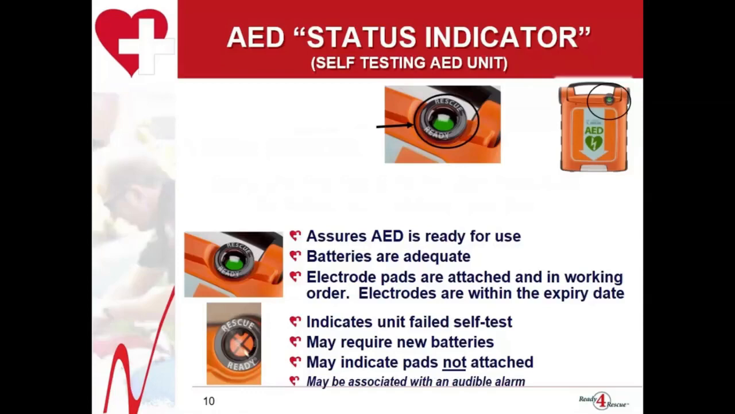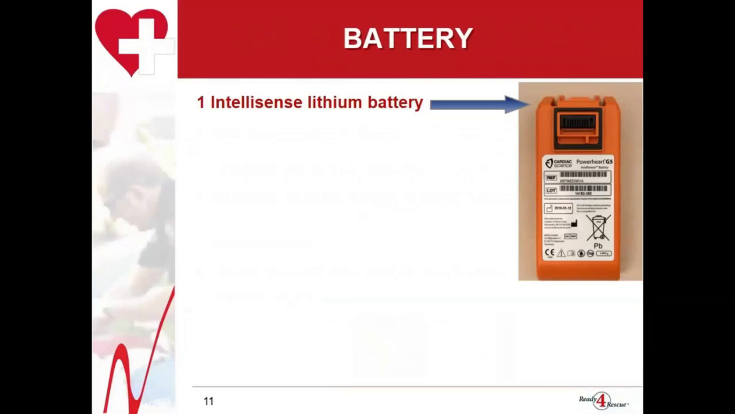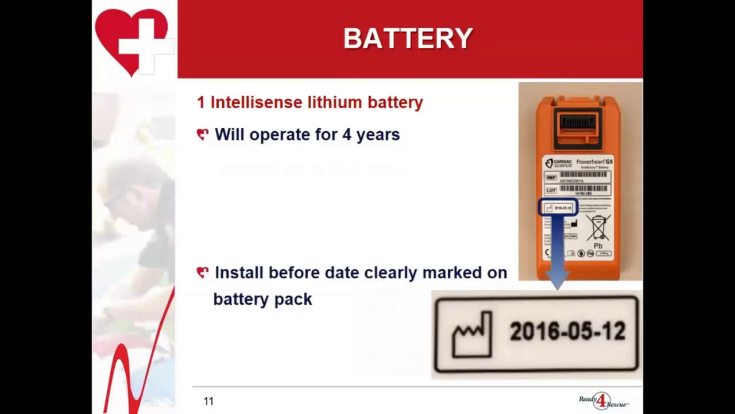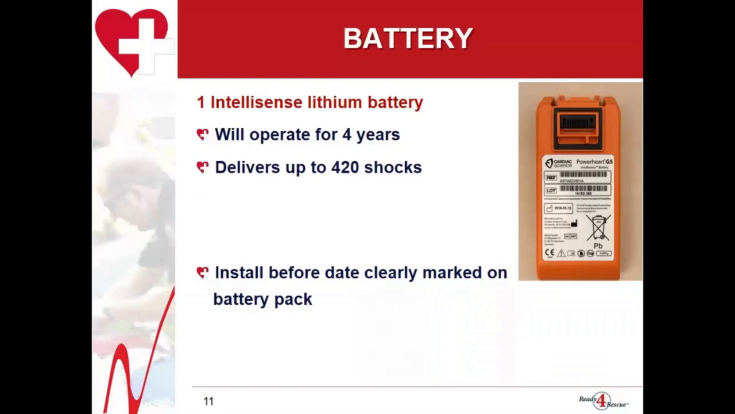There is one IntelliSense battery at the back of the unit. Once installed into the G5 AED, the battery will operate the AED for 4 years from date of installation. The IntelliSense battery has an install before date on the back of the battery. The battery can deliver up to 420 shocks. If a red X is displayed in the status indicator, and the battery indicator on the inside of the AED unit is red, then the battery requires replacement.